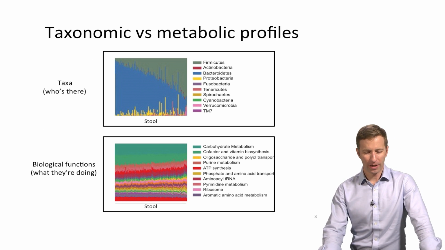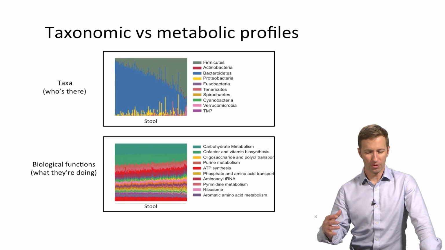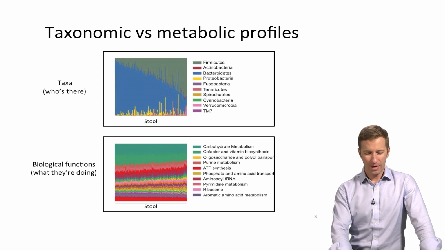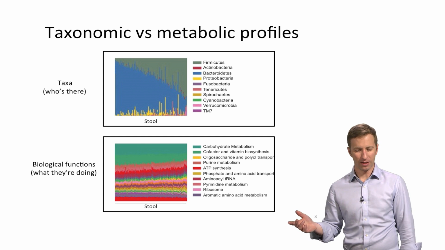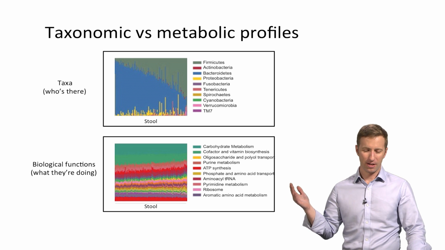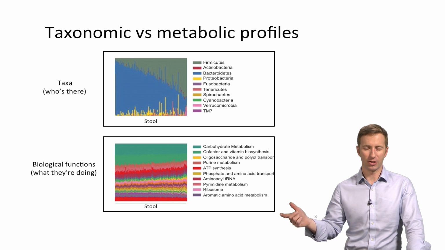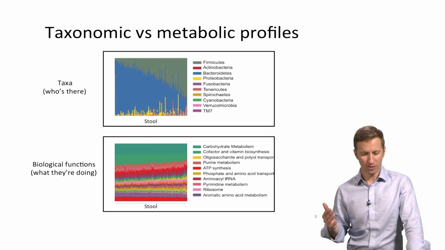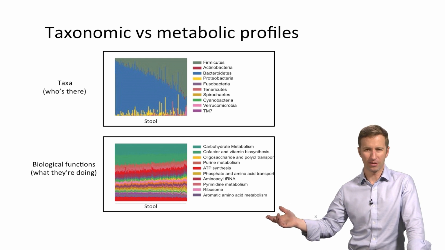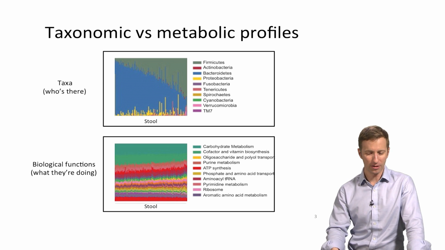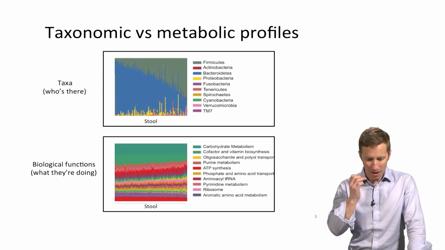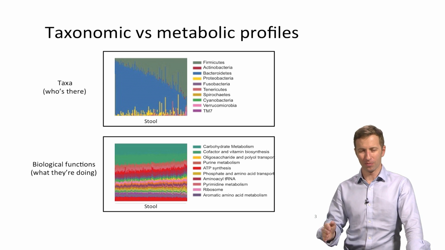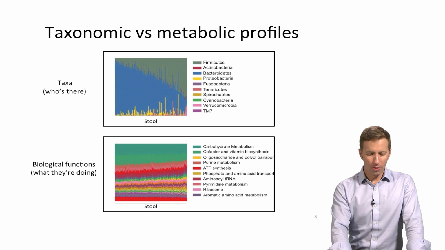When we study the microbiome, we're often interested in either the taxa, so who's there, or the biological functions, what are they doing? And of course, one of the main findings in the Human Microbiome Project was that the taxonomic composition of people's guts varied widely from person to person. So you could have some people with almost no Bacteroidetes and some people with almost 100% Bacteroidetes. And then when we looked at the biological functions, those tended to be much more redundant from person to person.